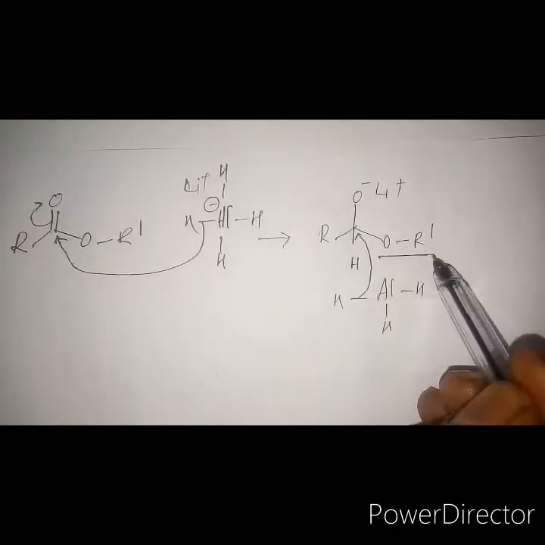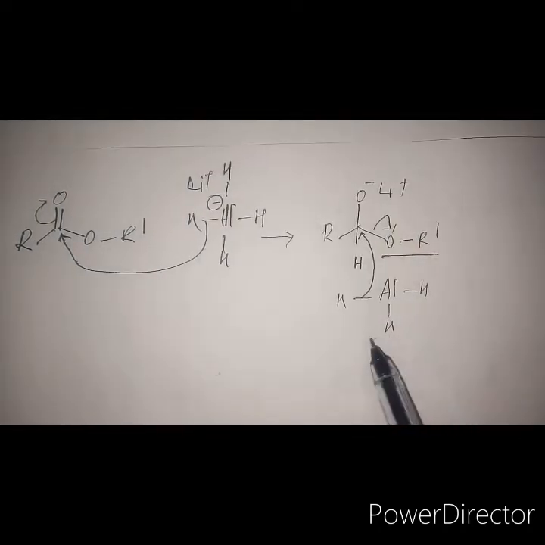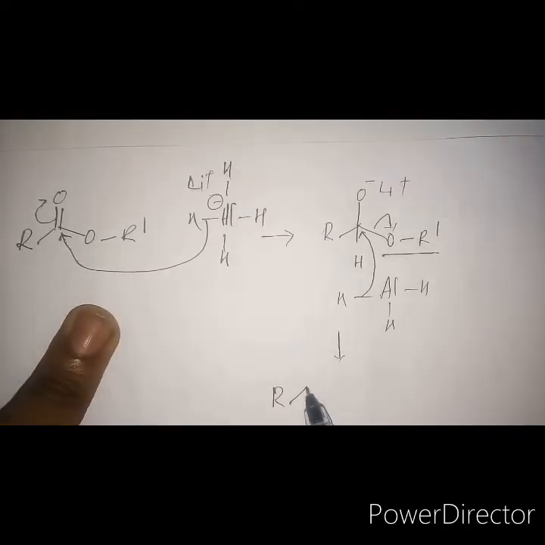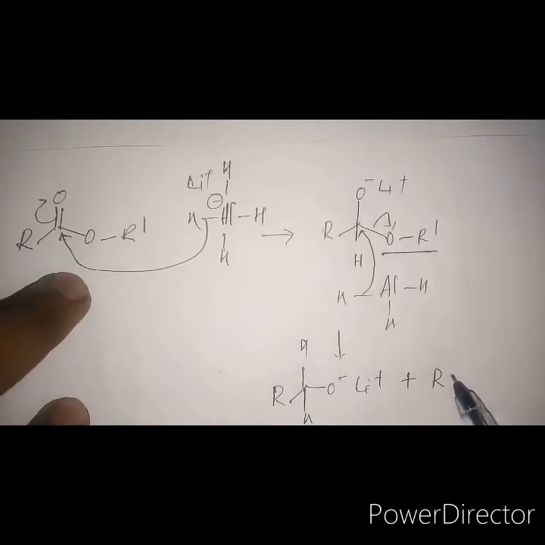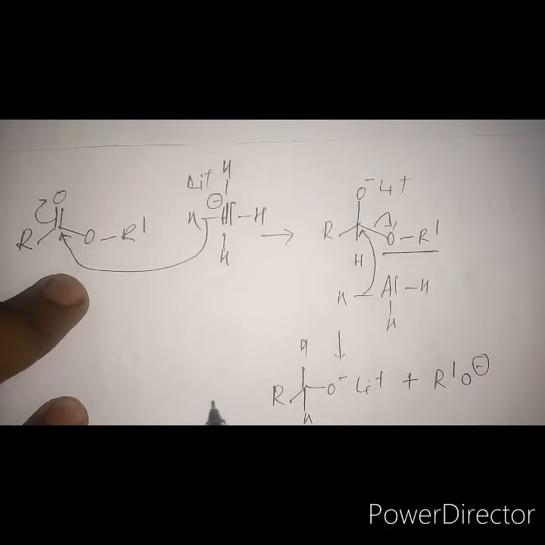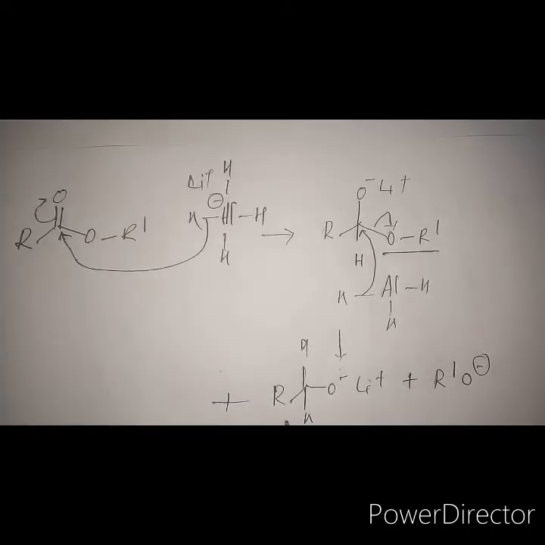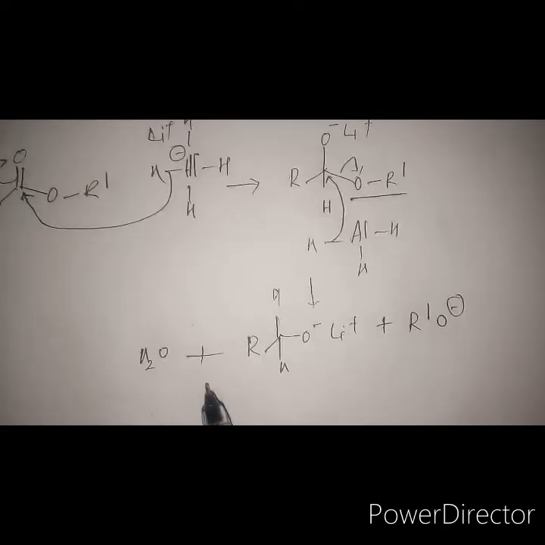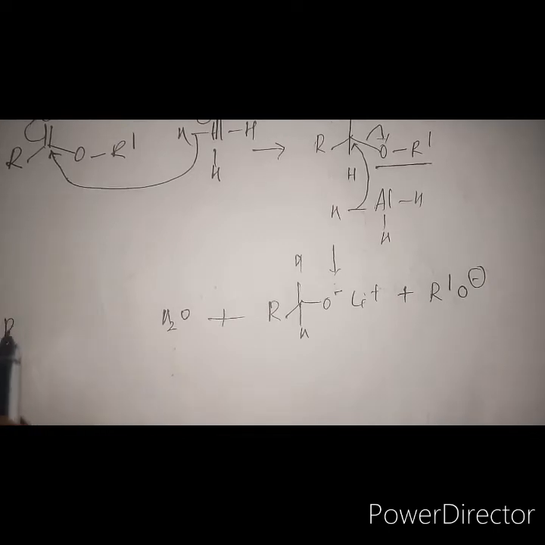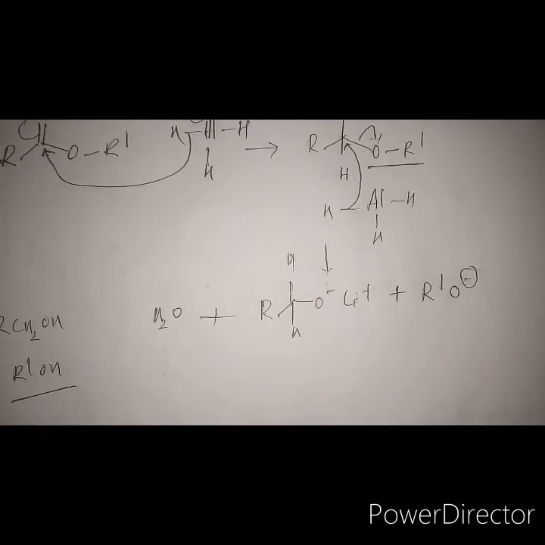So this group is bulky. So the bulky one always breaks down. So we'll get R, so transfers H O minus lithium plus, R dash O minus. Now these two will be taken up by taking the proton from the water molecules. We will get RCH2OH and R dash OH. So this is the product with respect to ester.